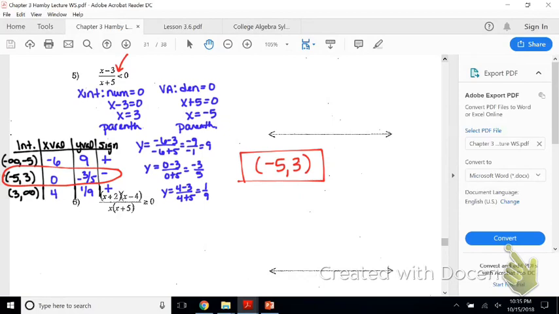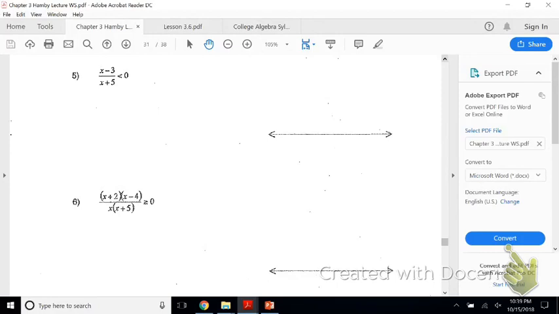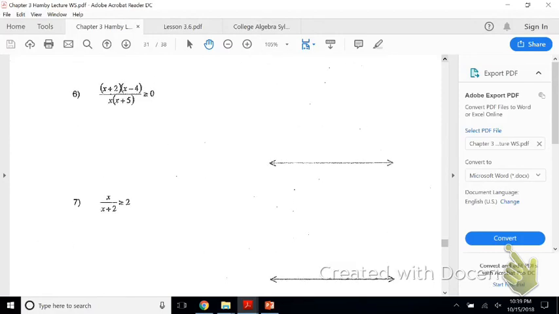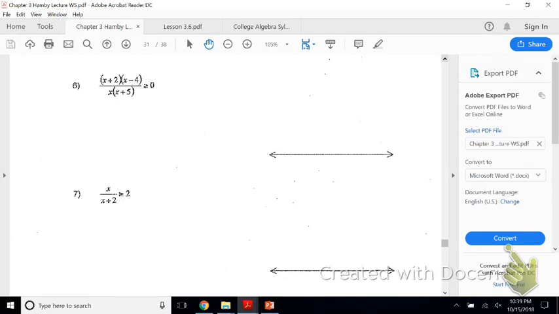Okay, moving on. Let's look at number 6. So let me scoot that up here. So number 6 already has 0 on one side. So remember, it's going to be our x-intercepts, which is where the numerator is equal to 0. So x plus 2, x minus 4 equals 0. Solve them both, so at negative 2 and at positive 4. And my vertical asymptotes, which is where the denominator is equal to 0, so x times x plus 5. And so set them each equal to 0 and solve, so x is 0 and x is negative 5.